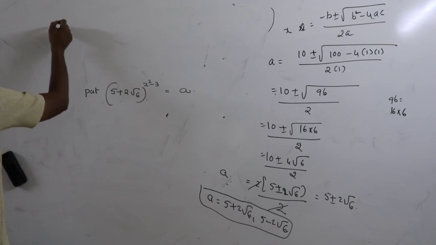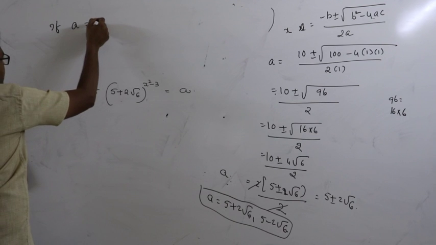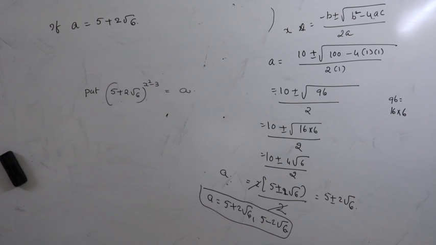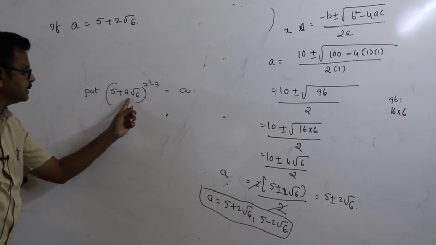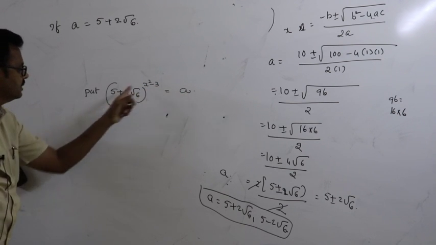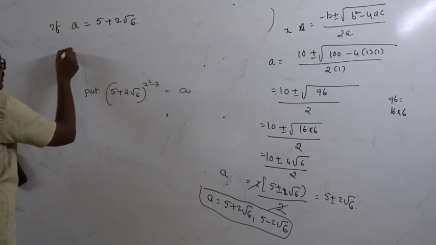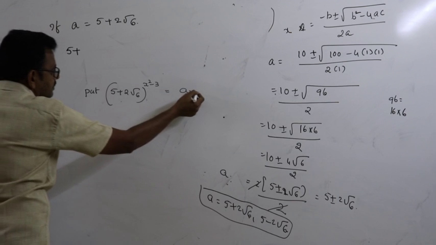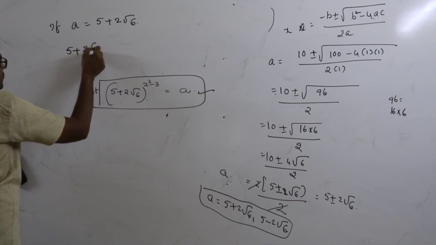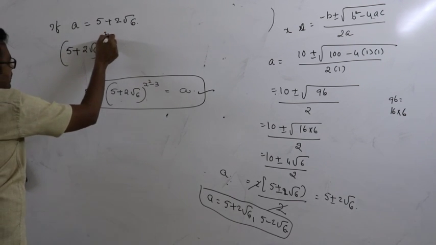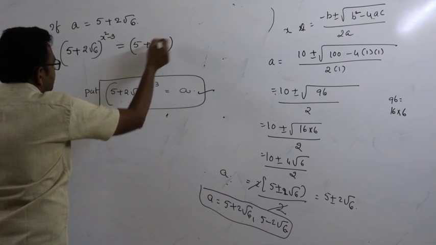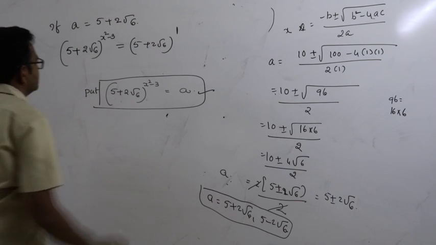So if A is equal to 5 plus 2 root 6, then (5 plus 2 root 6) whole power x square minus 3 is equal to A. What is A here? It is equal to 5 plus 2 root 6 whole power, that means the power is 1.